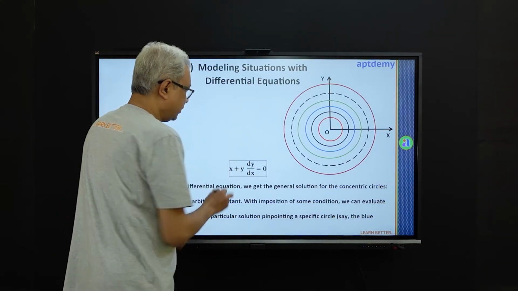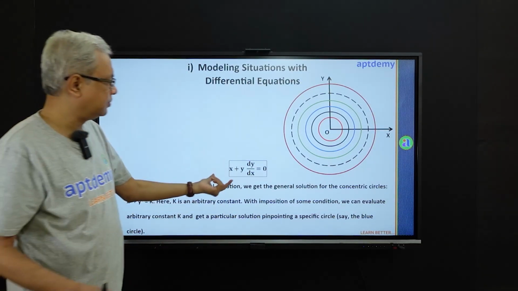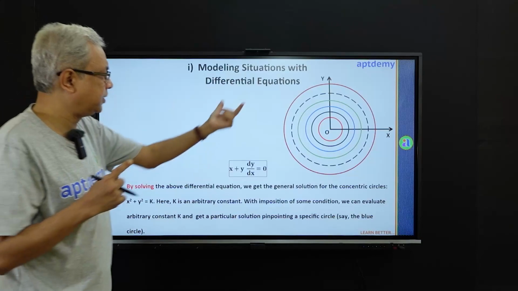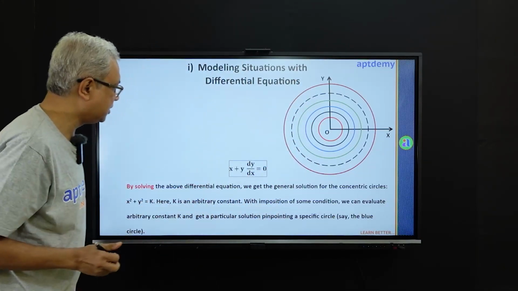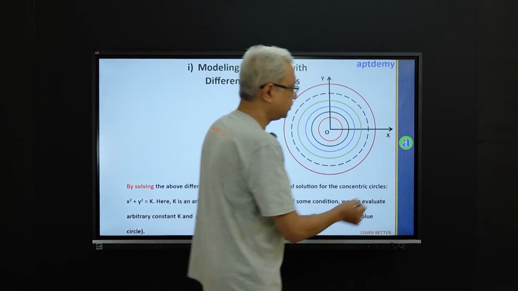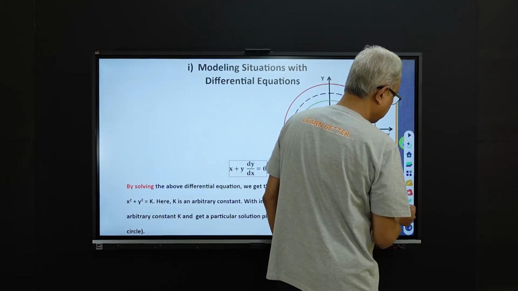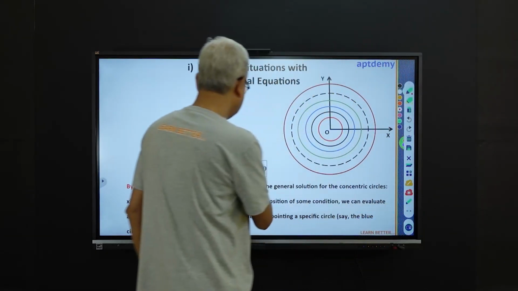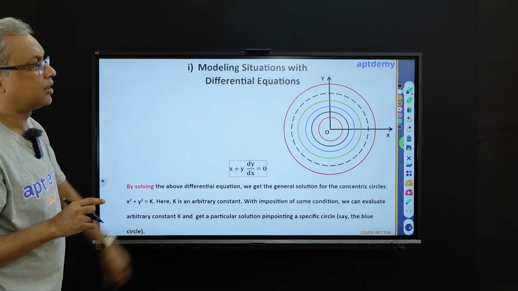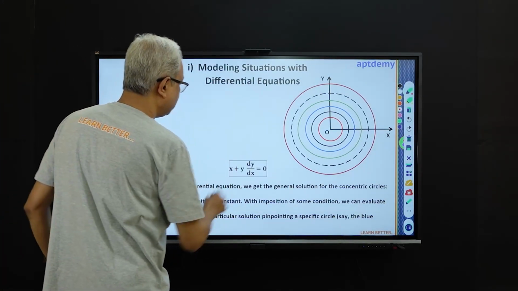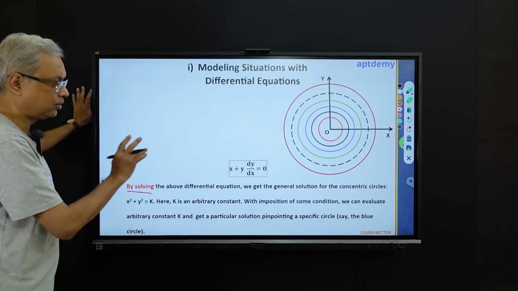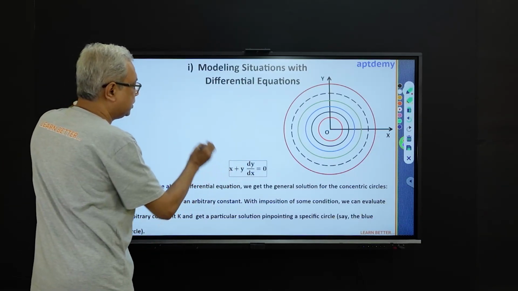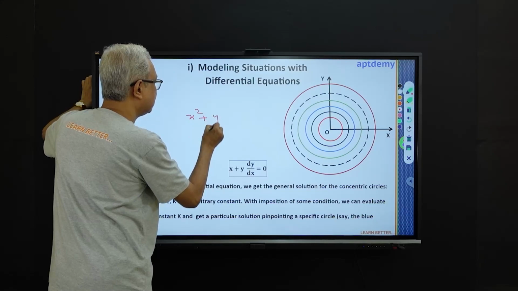Now, if we begin with the equations of circles, we can find a differential equation representing the set of concentric circles. Similarly, if you begin with the differential equation, then you can solve it and arrive at circles. How to solve this differential equation we do not know at present, but the solution would be like this.